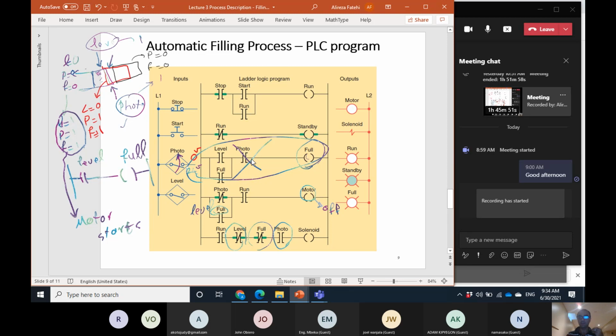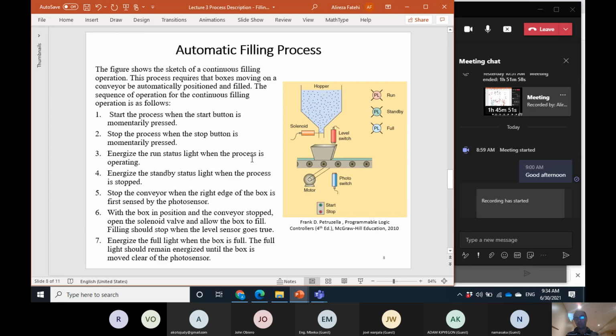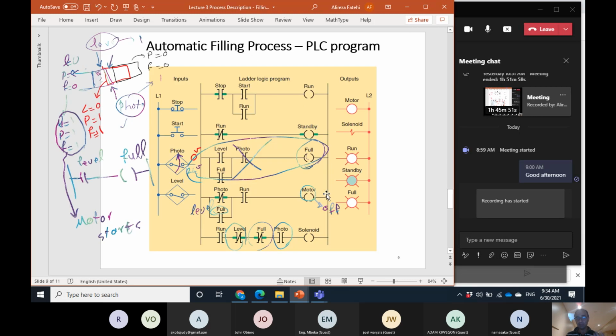So it is very important that when we read the process description and consider the schematic and circuit diagram and like that, we build a program and check that for different scenarios to be sure that it works well. Okay, any question?